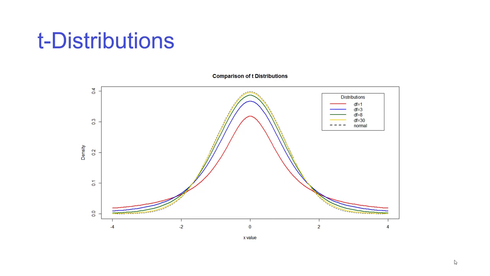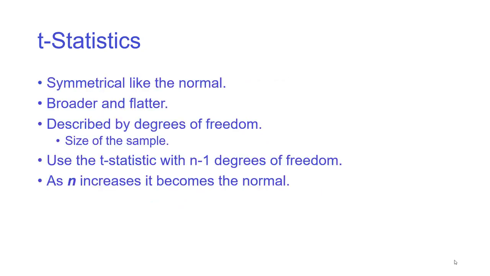So if you look at this carefully, you can see that the yellow distribution is very close to the dashed line. So as your degrees of freedom become larger and larger and they go towards infinity, the t distribution becomes the normal distribution. So it is symmetric like the normal, but it is broader and flatter, and it depends on the size of the sample. You can't just pick a single value like you can with the Z statistic for a particular level of confidence. You have to look up in tables using the degrees of freedom.